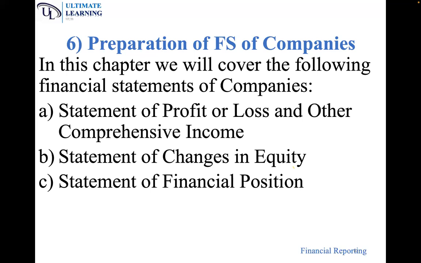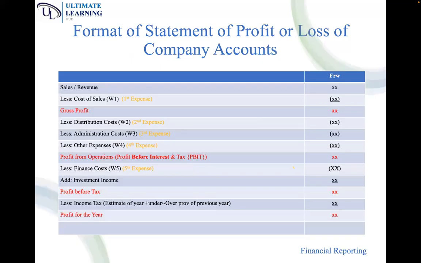The second statement that we are going to prepare today is statement of changes in equity. And the last statement is statement of financial position. Now, before the break, we looked at the format and we said that when you are looking at statement of profit or loss, you start with sales, you deduct cost of sales to give you gross profit less distribution cost, less administration costs, and other expenses. But I said sometimes investment income or these other sources of incomes are added to the gross profit. So you have the option of adding them after the gross profit, or you bring them down here.